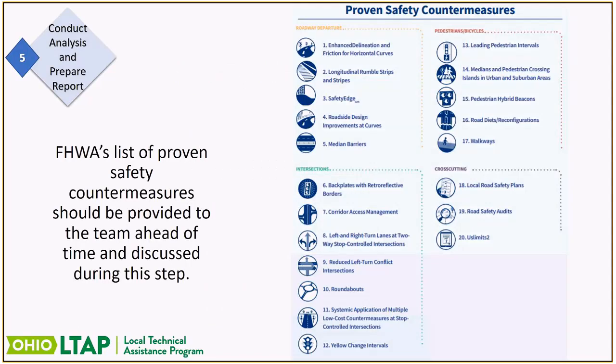With that, we also provided all of our participants a list of the proven safety countermeasures, and countermeasures that we specifically looked at from that video that you just saw. We looked at the roadway departure countermeasures, enhanced delineation and friction for horizontal curves to see if that would be an option. We discussed rumble strips. We talked about the safety edge. We talked about roadside design improvements at curves.